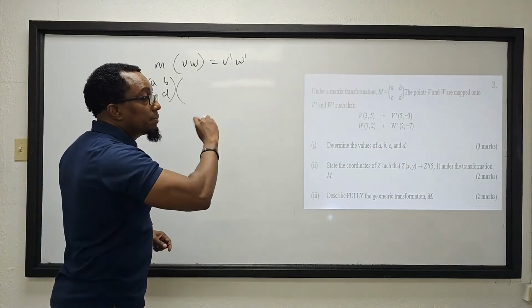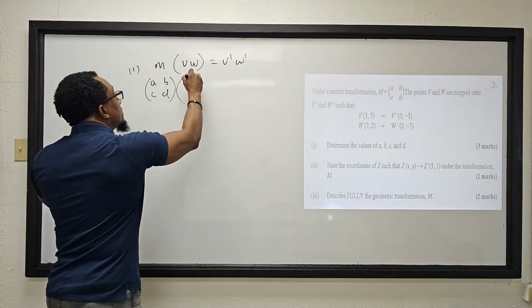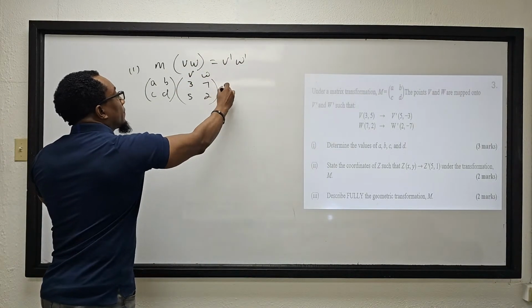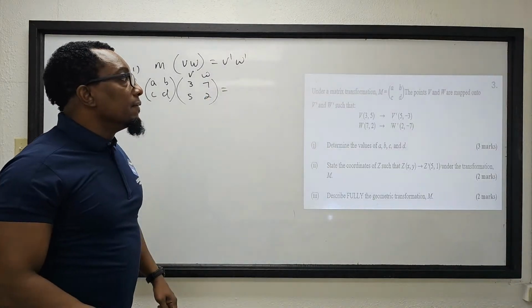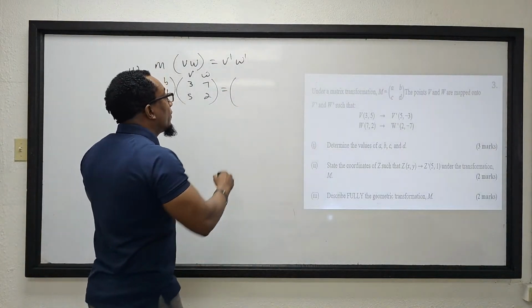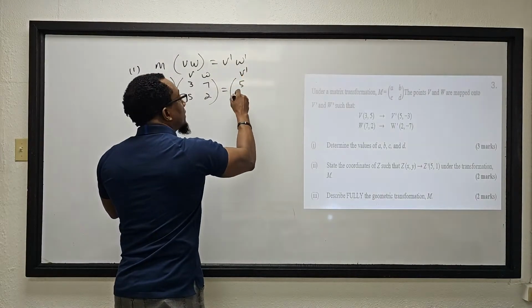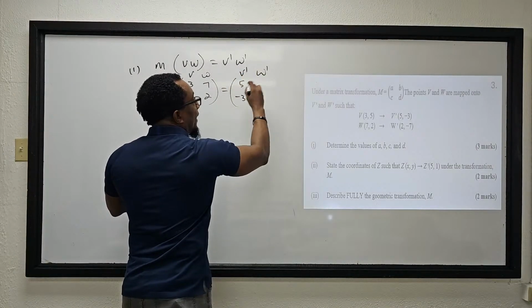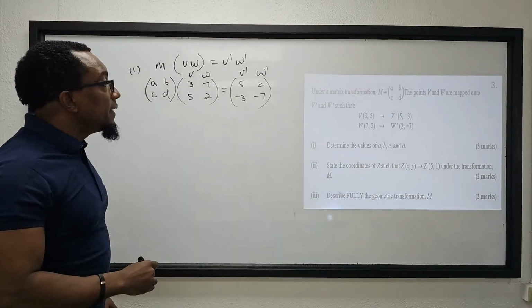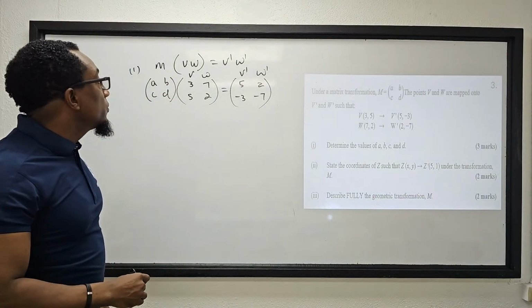So I'm going to state VW, converting my row form into the column form. This is V (3, 5), this is W (7, 2), and V prime converted from row form to column form will be (5, negative 3), and W prime (2, negative 7). And if I have to determine A, B, C, D, this is what I'm going to do.